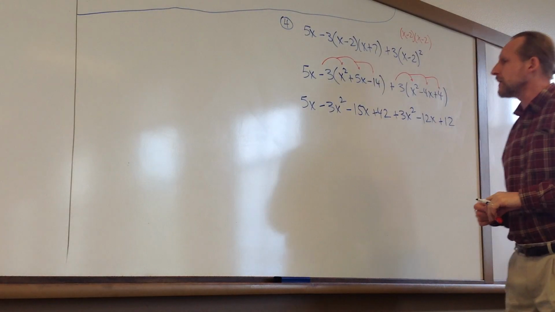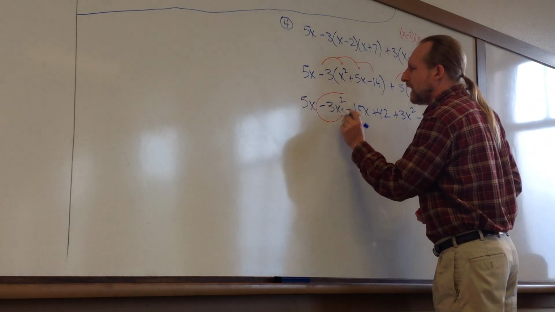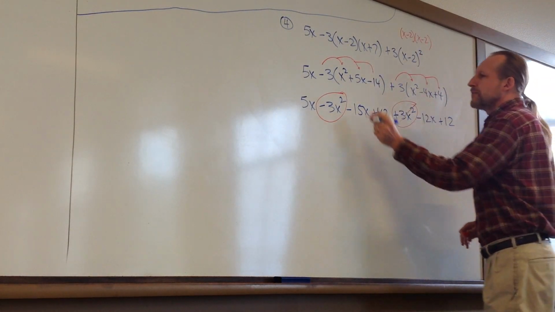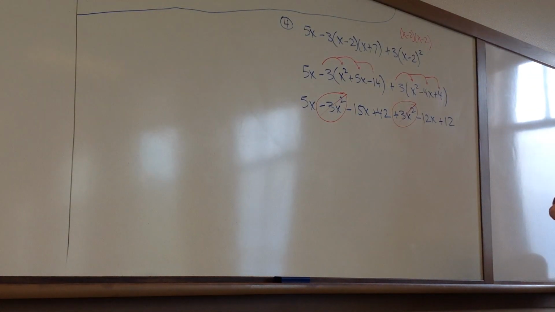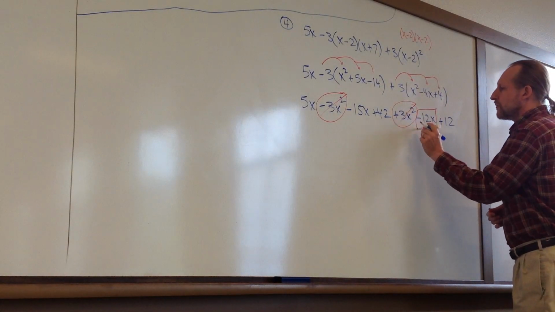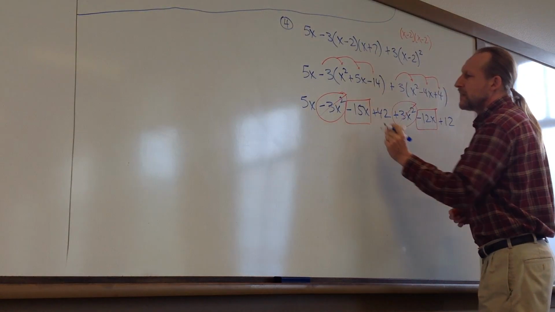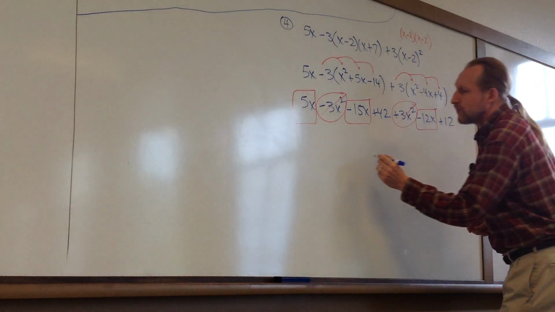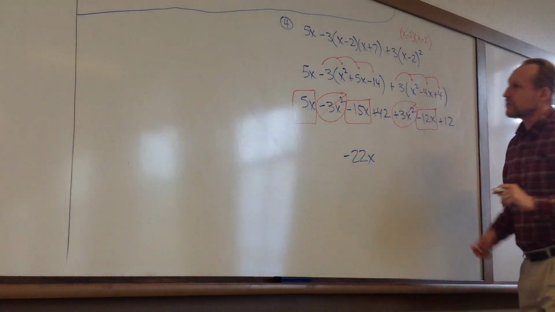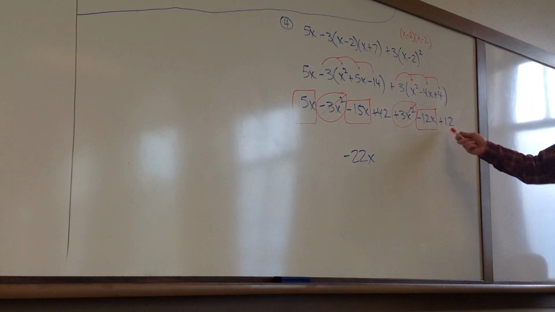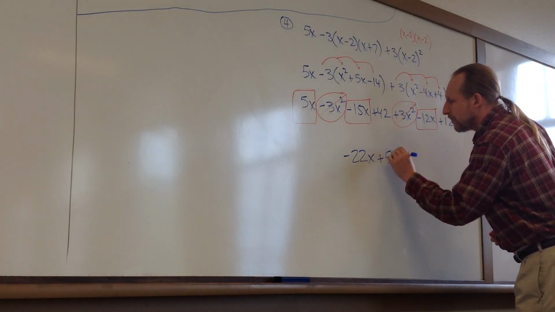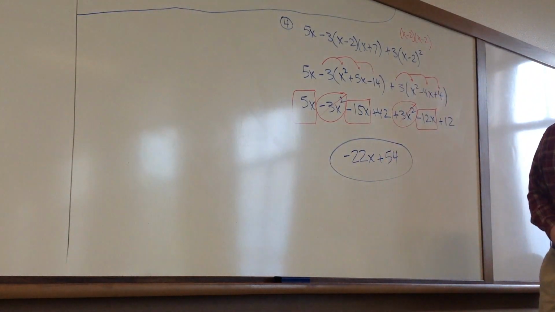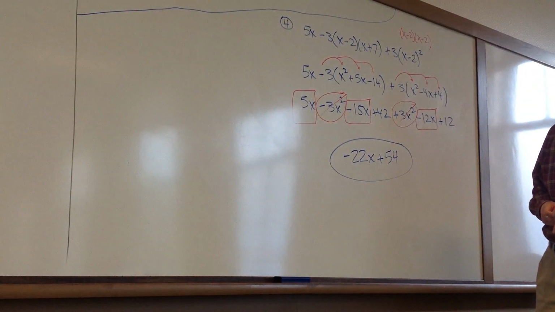So now we need to combine like terms. The x squared pieces actually end up canceling each other out because we've got a positive 3x squared and a negative 3x squared, so those just cancel each other out. The x terms, we've got a negative 12x, a negative 15x, and a positive 5x. And so together that would make negative 22x. And then the constant pieces, the positive 42 and the positive 12, will make positive 54. And so our answer in simplified form is negative 22x plus 54.